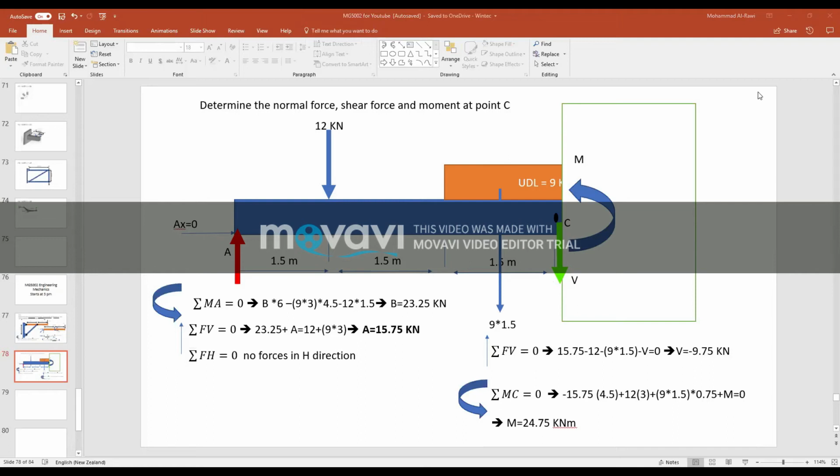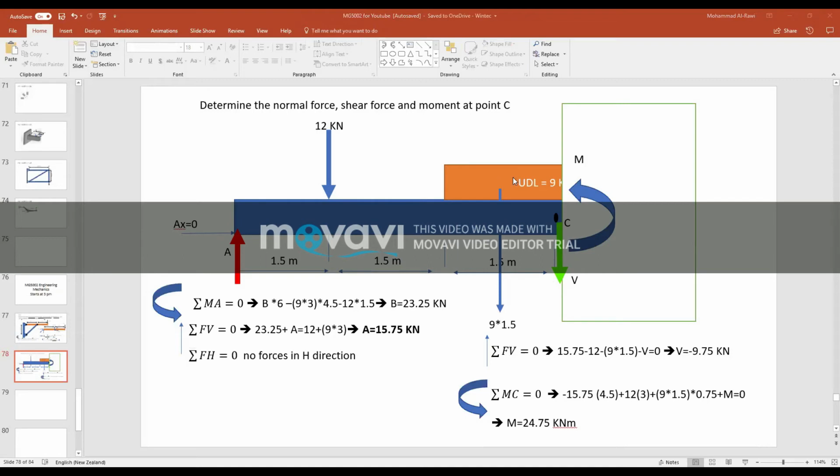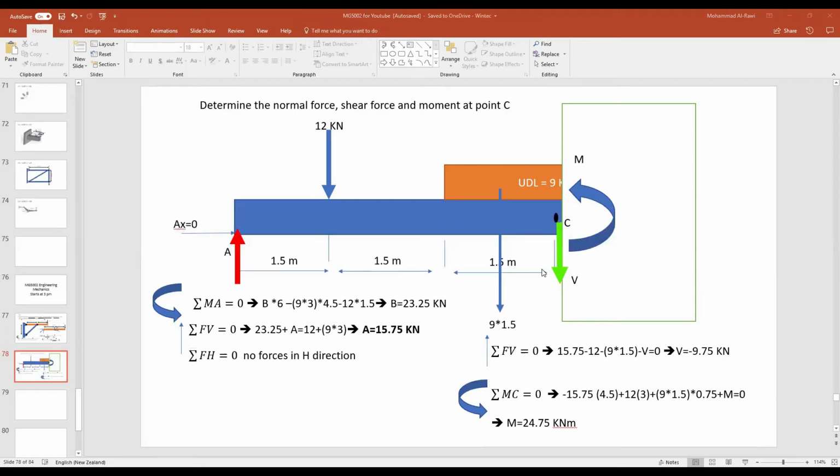Let me go through this, and then I will try to answer your chat questions. After that, we distributed the UDL: it will be 9 times 1.5, acting at the center of that distance, which is 0.75. Then we wrote the summation of forces in the vertical direction and the summation of moments about point C, and then we found the values. Now let's read your comments. We start with the first one.